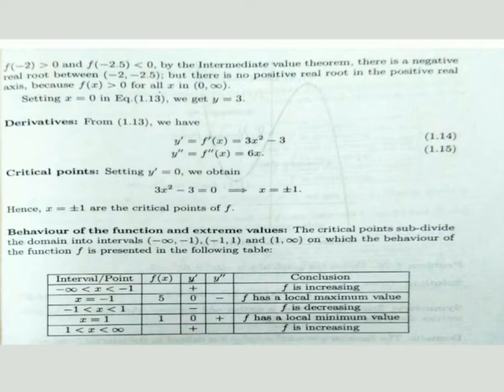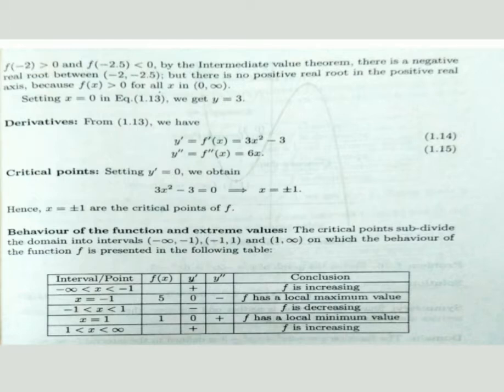So that tells that there is a real negative root between these two intervals, that's minus 2 and minus 2.5, but there is no positive real root. Observe that both are negative, that's why there is no positive real root on the positive real axis, because f of x is greater than 0 for all x in (0, infinity).